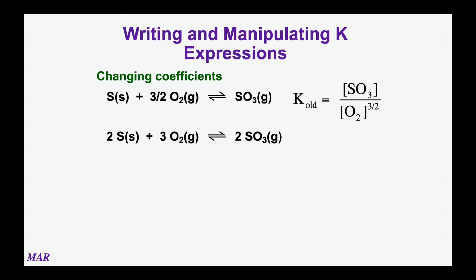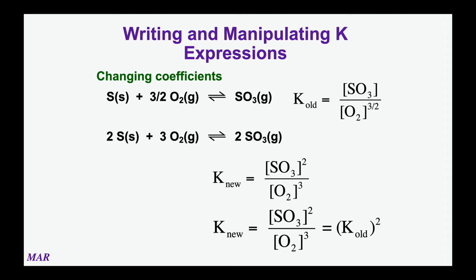The new K, though, as you can probably imagine, is going to have a different form. So notice that the new K is going to be SO3 squared divided by O2 to the 3rd power. Well, if you take the old K, this thing up here, and you square the whole thing, notice how this is the same idea. It's like the old K squared. So we multiplied everything through by 2 to get the new K expression. And if you had an old value for K, you can turn it into the new value by squaring it.